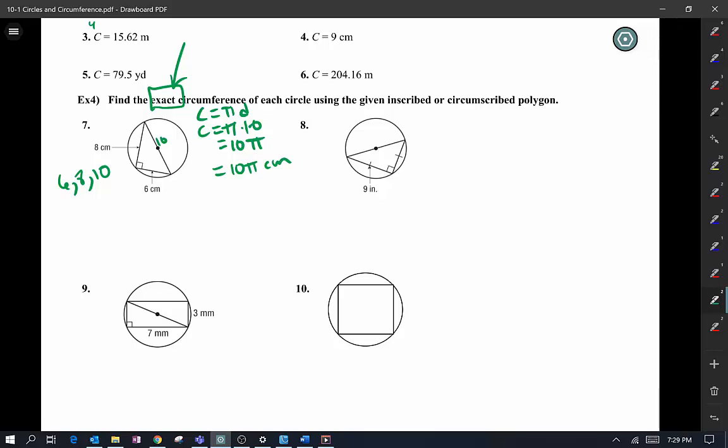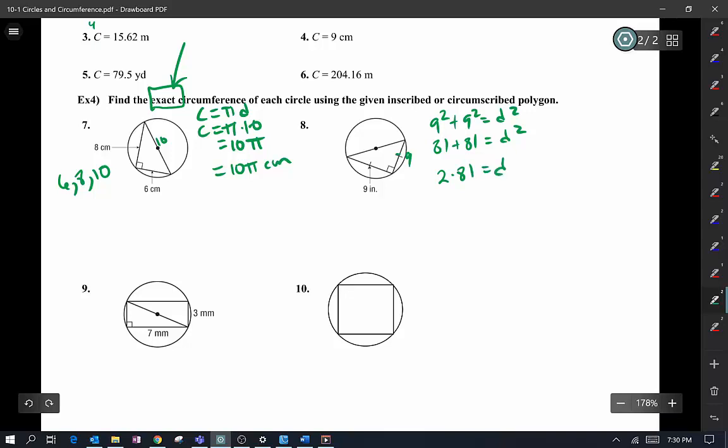All right, number 8. So that's 9, and they say these are equal, so this is also 9. Now you could go through the Pythagorean theorem, and you could say 9 squared plus 9 squared equals the diameter squared, which is 81 plus 81 equals d squared, which is the same as 2 times 81. Watch this little clever way of doing this. It's equal to d squared. You square root, you square root. So you'd end up with 9 root 2.